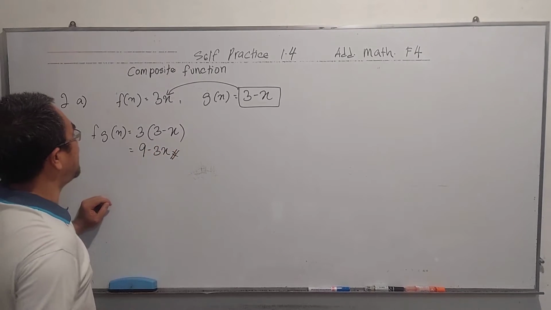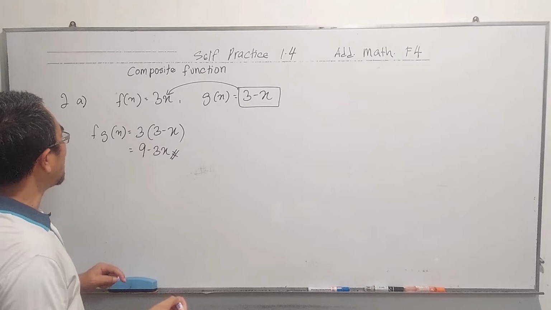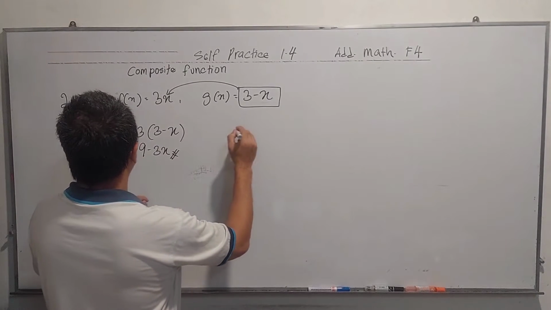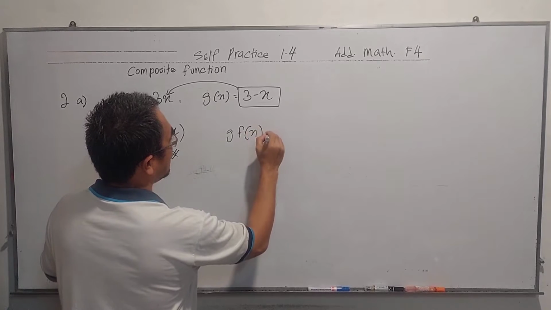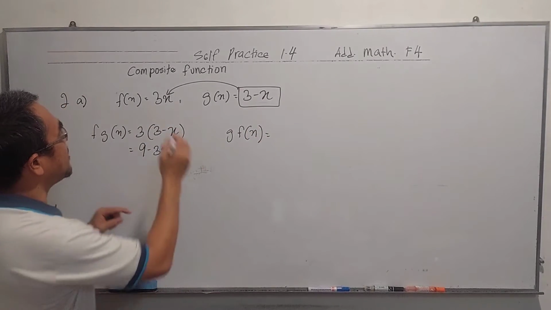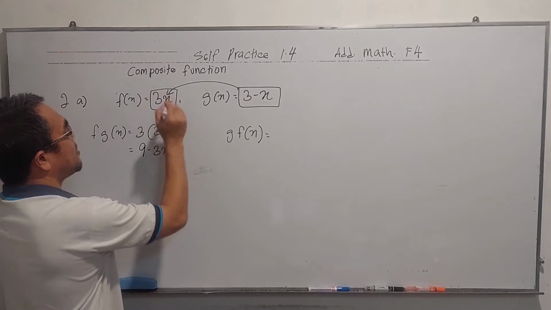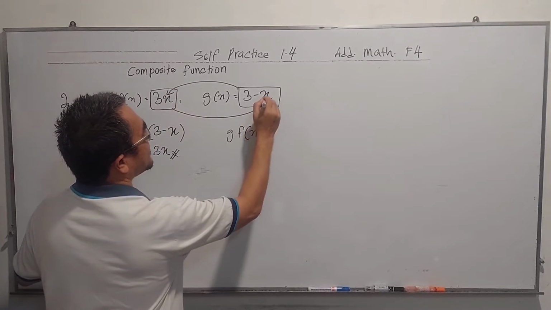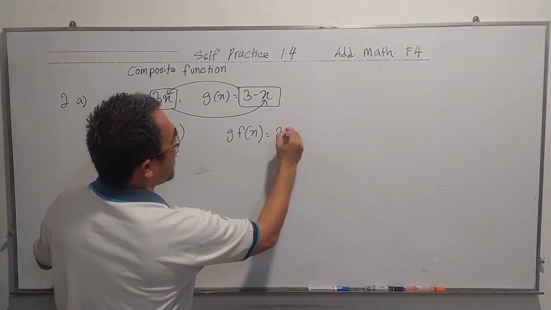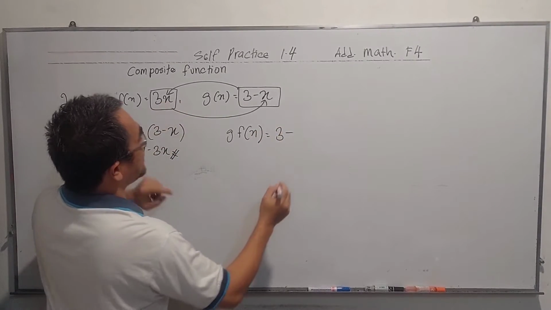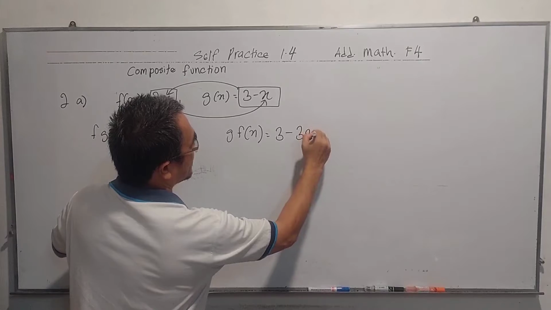That is for fg. So if we are talking about gf(x), this is the other way. You replace where x is. So 3 minus, then replace this 3x.